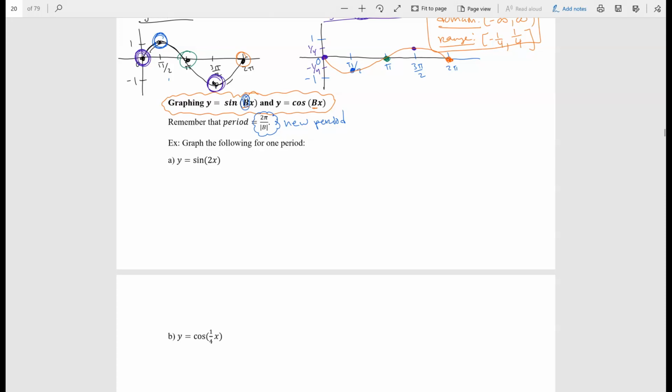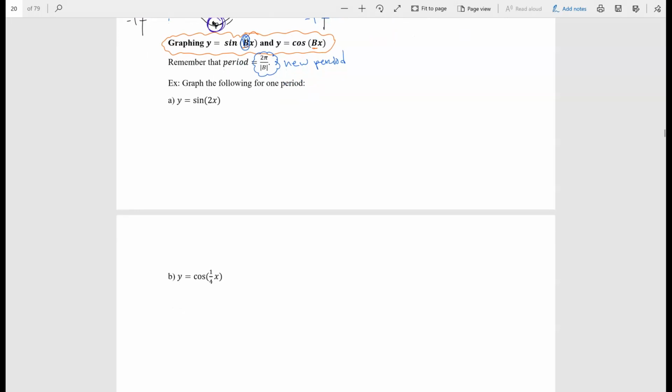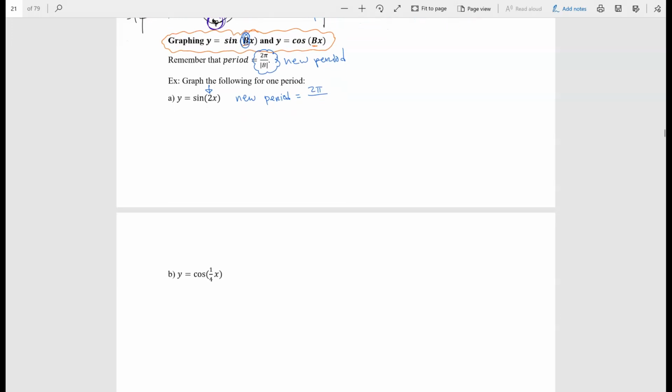Okay? So let's start off with the first one. So y equals sine of 2x. Okay, so notice here that there's a 2 on the inside. So what would be the new period now? Okay, so the new period is just going to be 2 pi over the absolute value of b. Now in this case, b is equal to 2, because that's the number that's in here. So there's going to be 2 pi divided by 2, which gives me pi. So pi is the new period, okay?